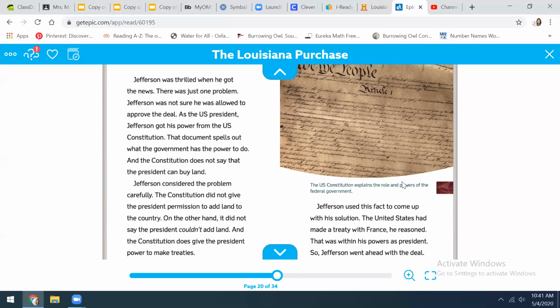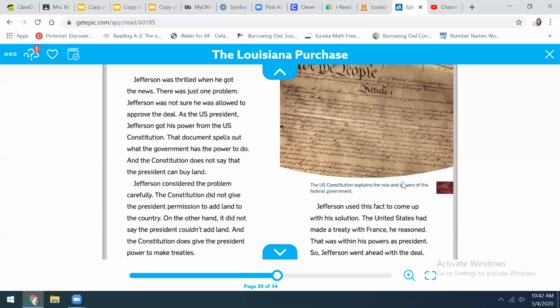Jefferson was thrilled when he got the news. There was just one problem. Jefferson was not sure he was allowed to approve the deal. As a U.S. president, Jefferson got his power from the U.S. Constitution. That document spells out what the government has the power to do. And the Constitution did not say the president couldn't buy land. Jefferson considered the problem carefully. The Constitution did not give the president permission to add land to the country. On the other hand, it did not say the president couldn't add the land. And the Constitution does give the president power to make treaties.